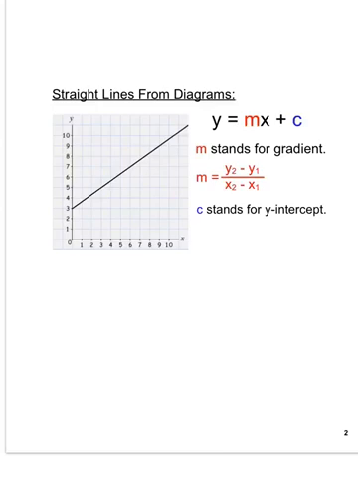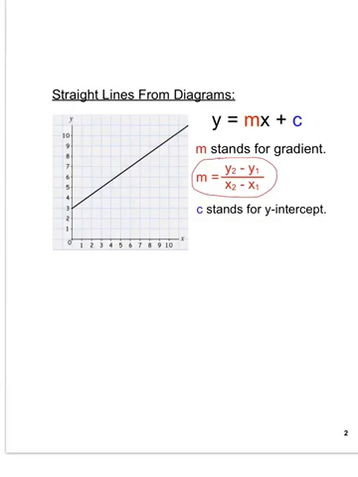Okay, so let's talk about what m and c actually mean. M is the gradient, and it can be found using the formula m equals y2 minus y1 over x2 minus x1. And c is the y-intercept, basically meaning where the line crosses the y-axis. So let's have a look at this line and see if we can figure out what its formula is in terms of y equals mx plus c.